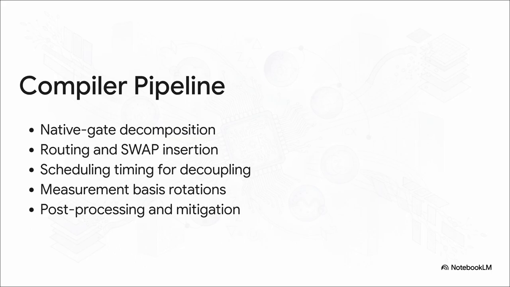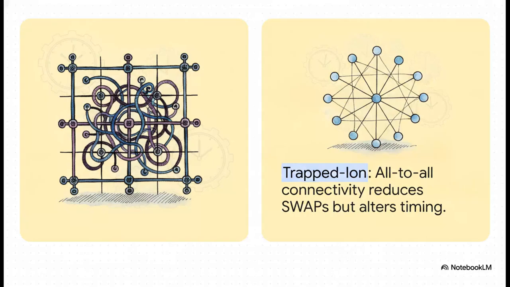You see, if your hardware doesn't allow two specific qubits to talk directly to each other, the compiler has to insert swap gates to physically move the information, which drastically increases the depth of your circuit. Then it has to handle scheduling for timing, measurement basis rotations, and finally, classical post-processing and error mitigation. And keep in mind, this pipeline changes completely depending on the physical hardware you target.